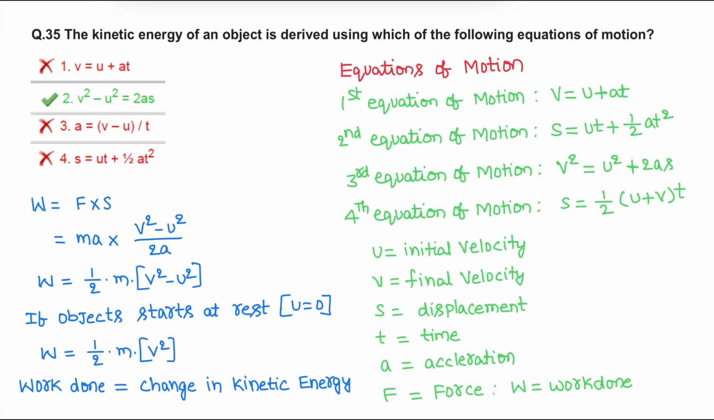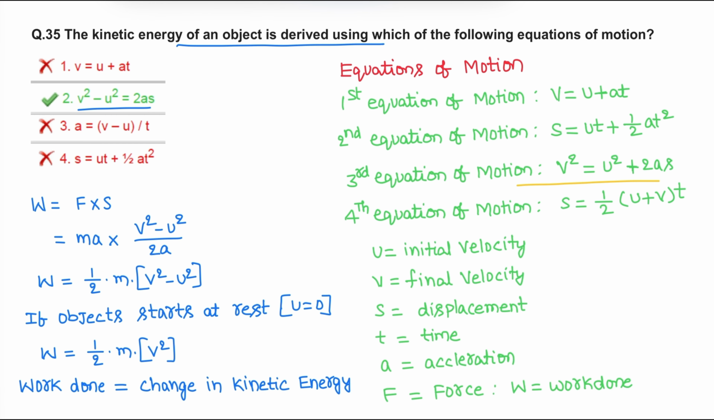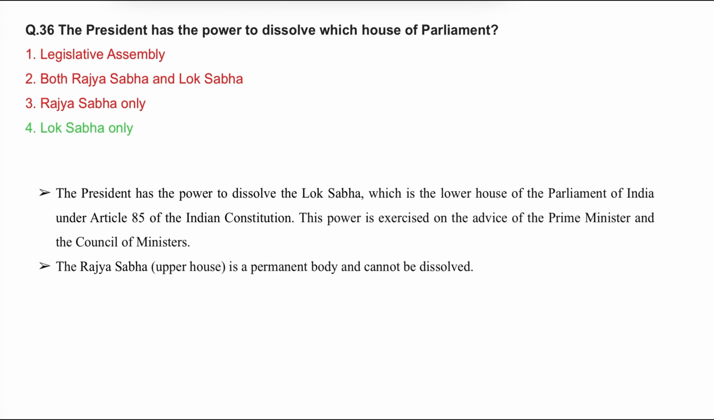The kinetic energy of an object is derived from the V square is equal to U square plus 2as formula, or V square minus U square is equal to 2as, which is the third equation of motion. The first equation of motion is V is equal to U plus AT. Second equation of motion is S is equal to UT plus half AT square. And third equation of motion is V square is equal to U square plus 2AS. Correct answer is 2.